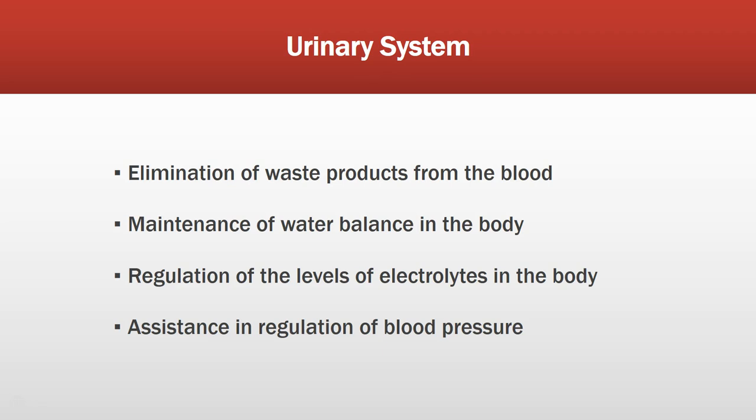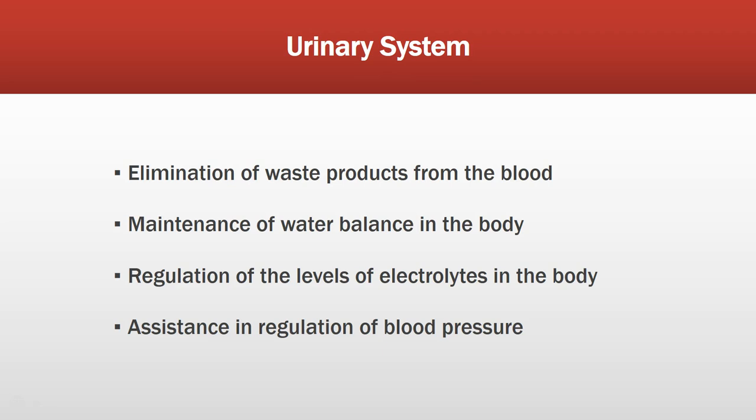Here are the functions of the urinary system. Our urinary system filters and eliminates waste products from the blood. 1 kidney is capable of this, and so some people are able to live normally with just 1 kidney. The kidneys help regulate the water balance in our bodies. This is called homeostasis.